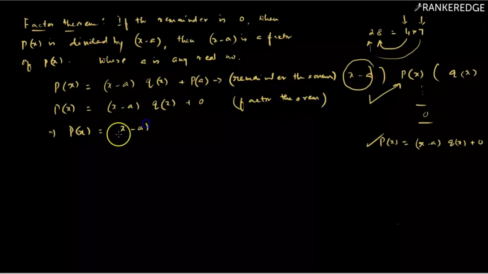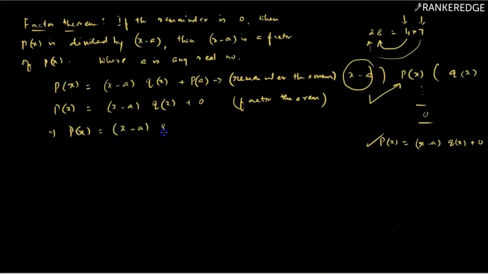Now I have to come to the conclusion that x minus a is a factor of this. So if I can write p of x as a product of this and this, I can clearly say that x minus a is a factor of p of x. This is the factor theorem. Let's do some examples in the next video.